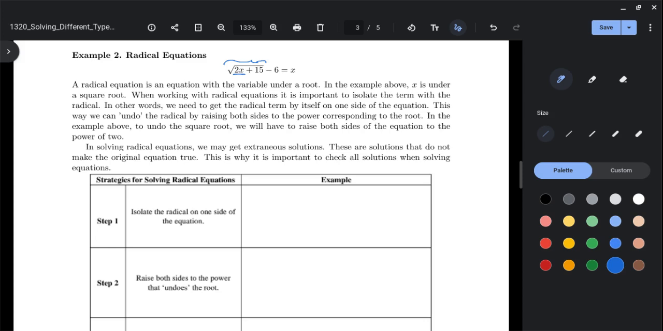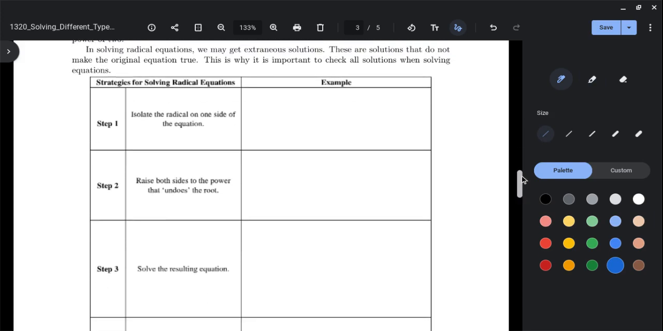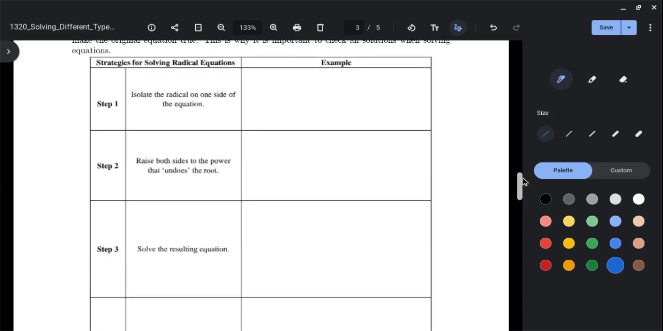One thing to note is that it's very important to check your solutions when you're solving radical equations because we can get something called extraneous solutions. And these are solutions that don't make the original equation true. And so we may see an example of that when we're going about solving this equation. So let's first review the steps and then we'll apply them to that equation at the top of the page.